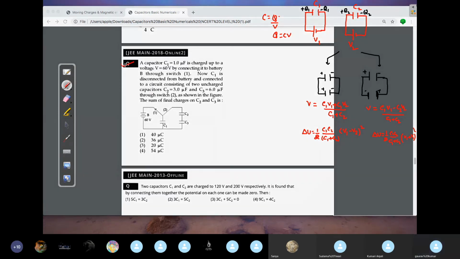Please solve this question. Again, a very, very easy question. Please solve it. A capacitor C1 equals 1 microfarad is charged up to a voltage V equals 60 volt by connecting it to a battery B, that is 6, okay, with switch S1. Now C1 is disconnected from the battery and connected to a circuit consisting of 2 uncharged capacitors C2 and C3 through switch 2 as shown in the figure. The sum of the final charges on C2 and C3. A very, very easy question.